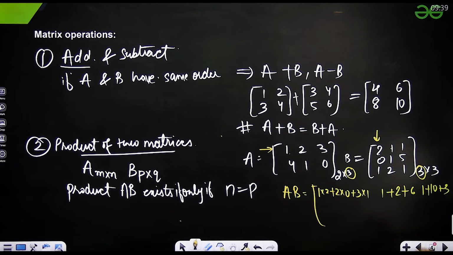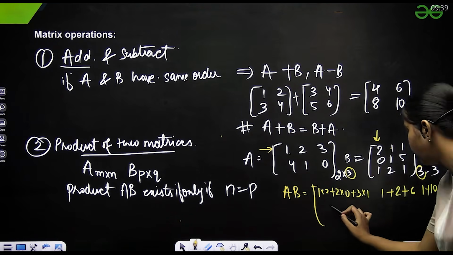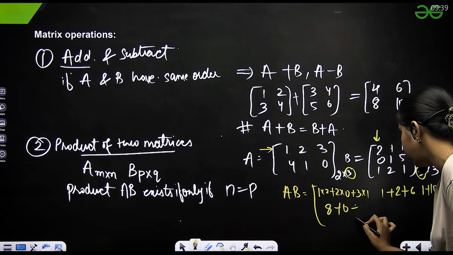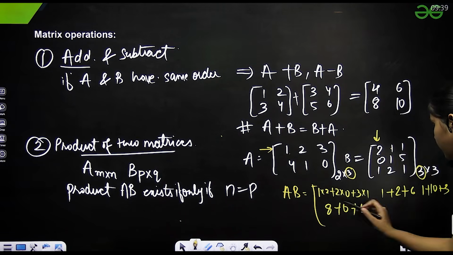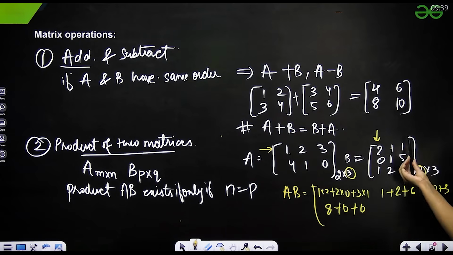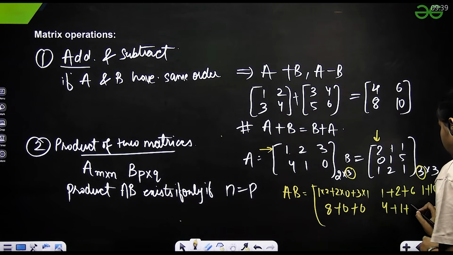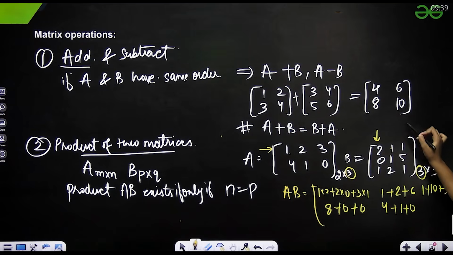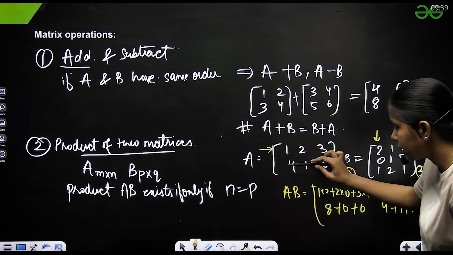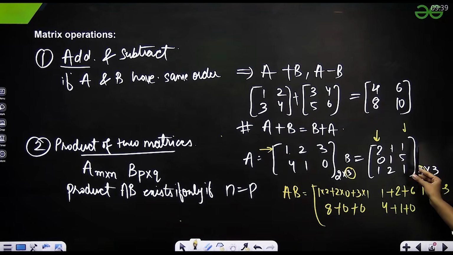And 4, 1, 0 gets multiplied with this. 4 into 2 is 8, 1 into 0 is 0, and this is 0. Similarly, we'll take the second row and each of the columns of B. 4 into 1 is 4, 1 into 1 is 1, and 0 into 2 is 0. Then 4, 1, 0 gets multiplied with this entry, right? So the second row multiplied with the third column gives the 2, 3 entry. Second row, third column entry: 4 into 1 plus 1 into 5, and then 0 into 1.